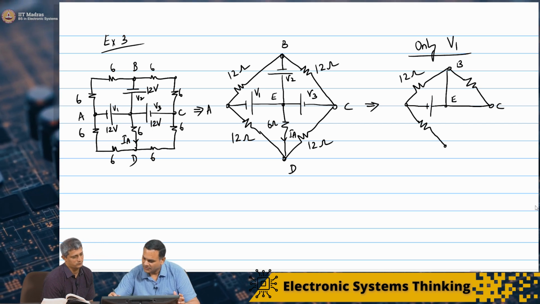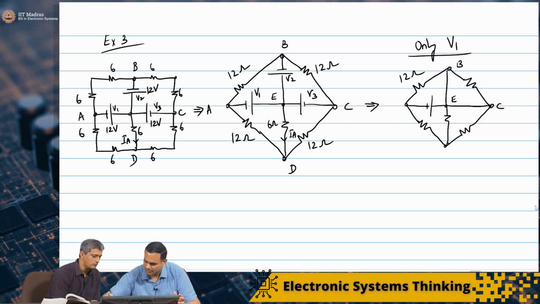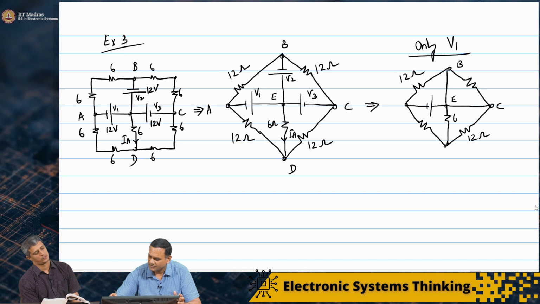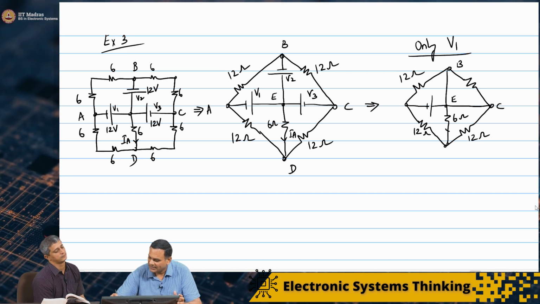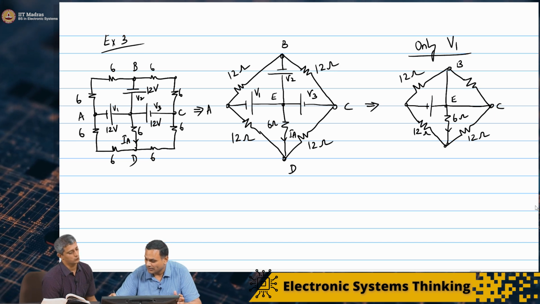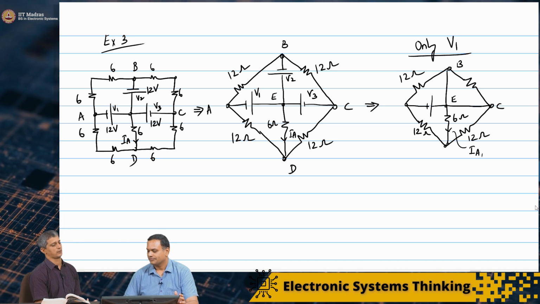Okay. And I have this one here and I have to retain this as well. 6, 12. I'm still going to call this current IA1. That is IA1. Perfect.